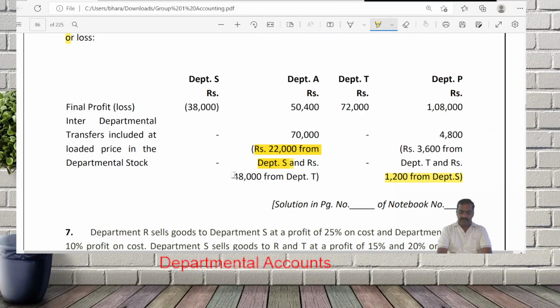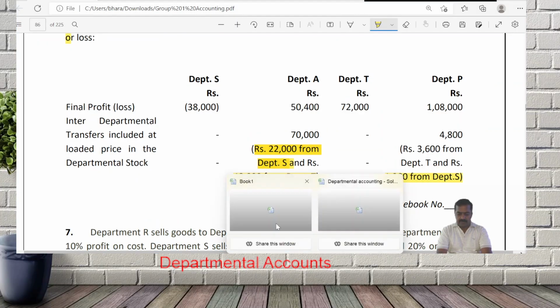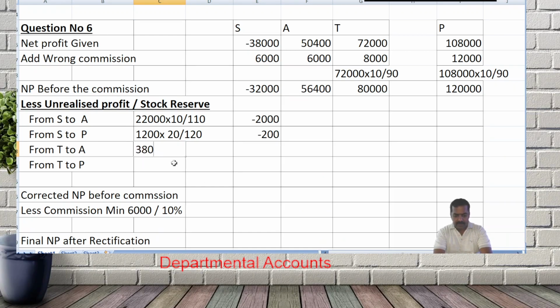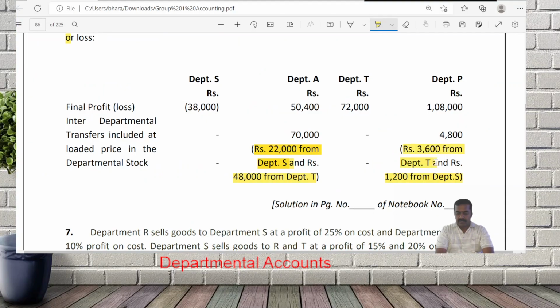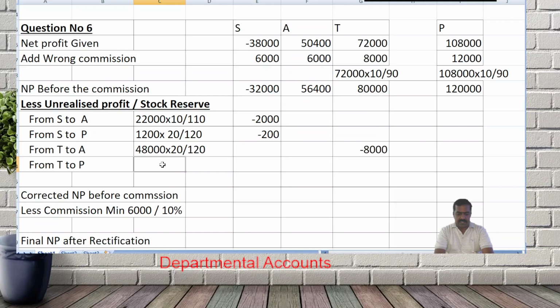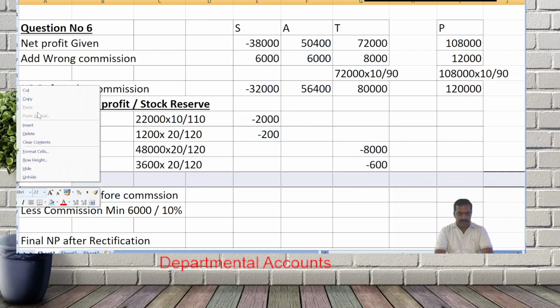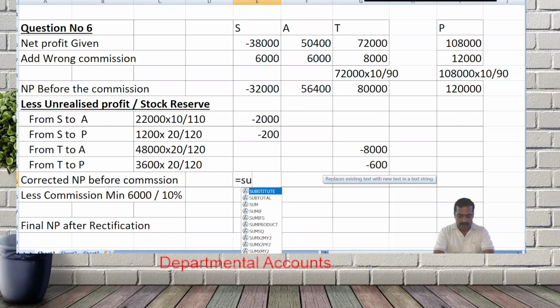Then T to A: 48,000 into 20 by 120. This is from which department? T. How much will it come to? 8,000. Then T to P: how much is transferred? 3,600. So 3,600 into 20 by 120. How much? 600. The transferring department has charged this profit, so eliminate it from their profit. This will give us the correct net profit before commission.